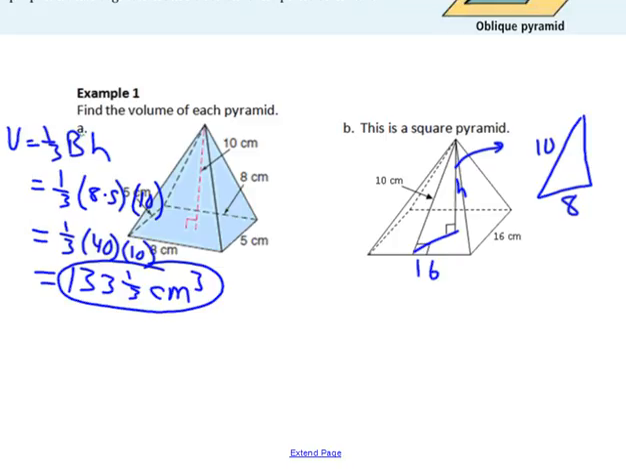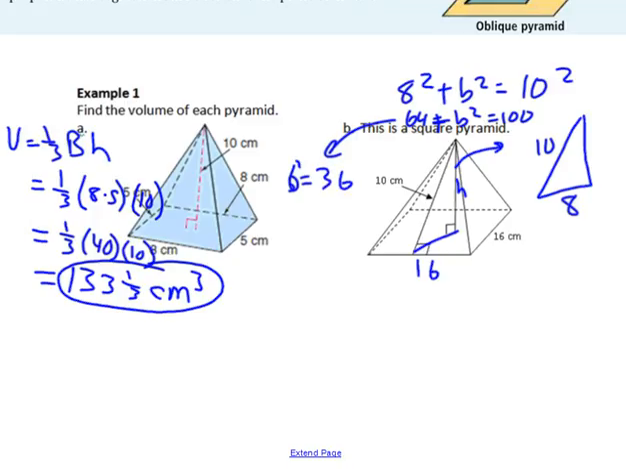I'm going to use the Pythagorean theorem. 8 squared plus b squared equals 10 squared. 64 plus b squared equals 100. Subtract that, and b squared is going to be equal to 36. Interesting. So that height, even though it doesn't look like it from the picture, when you take the square root of both sides, is going to be equal to 6. So we have the height of 6.